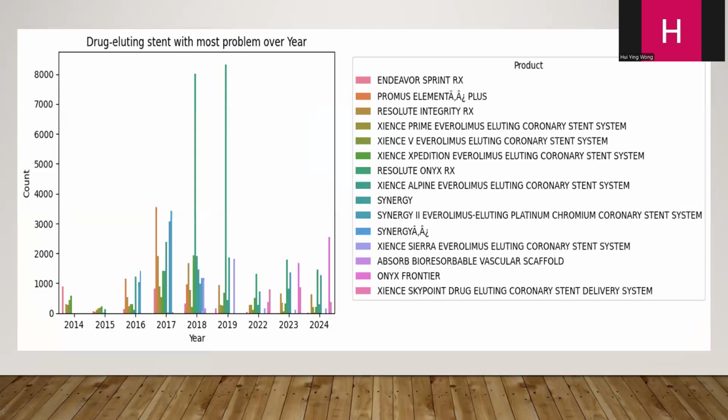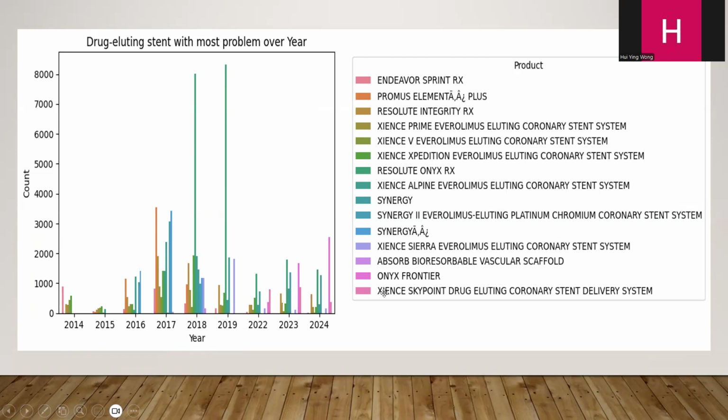And I also find out which brands are causing the most problems over the years. As we can see, the Resolute Onyx, which is the green color one, was the most frequently reported stent in 2018 and 2019. They accounted for up to 40% of all reports during those 2 years. After that, it dropped a lot, but it is still in the top 10 brands with the most problems. So we definitely want to look into it.